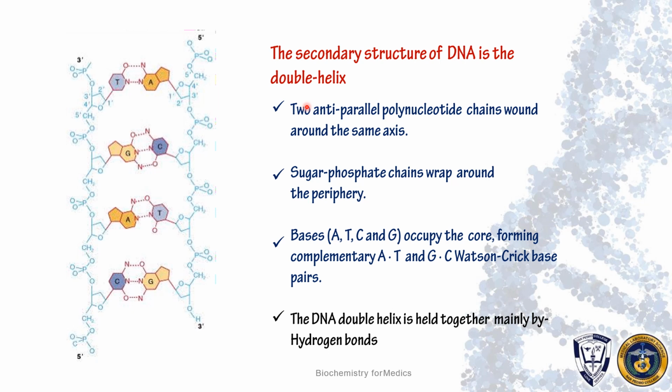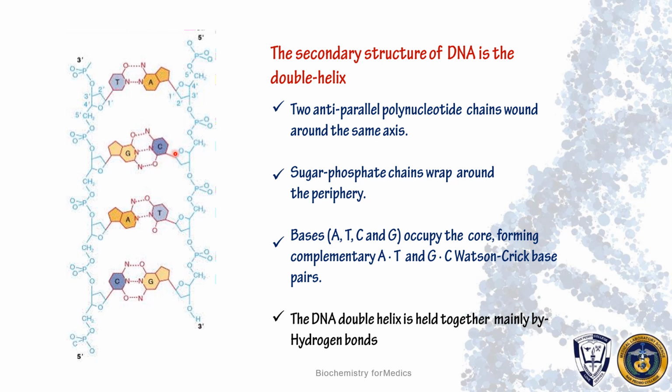The secondary structure of DNA is the double helix. So it is formed by two antiparallel polynucleotide chains that wound around the same axis. So each polynucleotide, kasi antiparallel man sila, so ang isa is 5' to 3' and the other one is 3' to 5'. And so the nucleotides are joined together by hydrogen bonds, and they are joined at the center, forming a central axis.